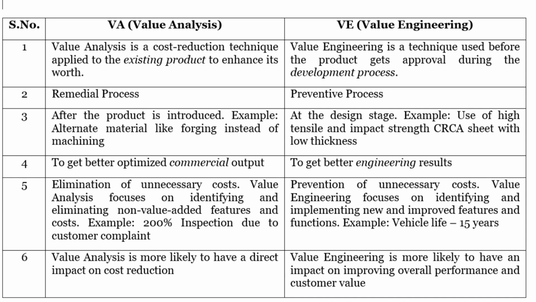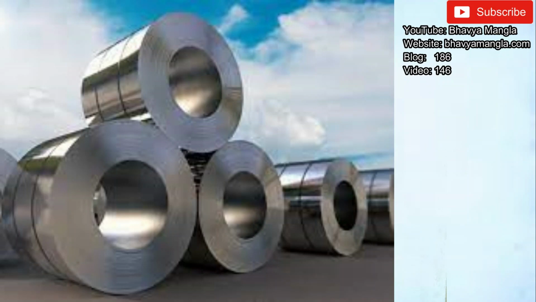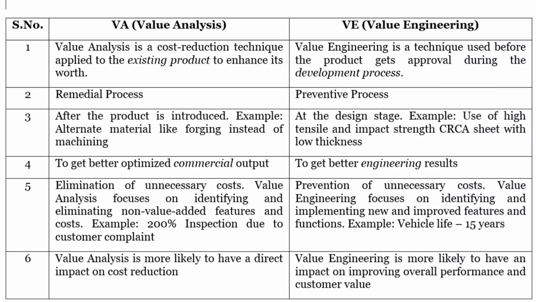When we talk about value analysis, it is more with respect to, say, using some alternate material, like forging instead of machining after the product is introduced. But value engineering is a design stage, as stated earlier. Say, for example, using high tensile and high impact strength CRC sheet with a low thickness rather than high thickness, so that we can reduce the weight of the vehicle and also reduce the cost. In general, with value analysis, the objective is to optimize the commercial output. But with value engineering, it's about how we can better the engineering result.